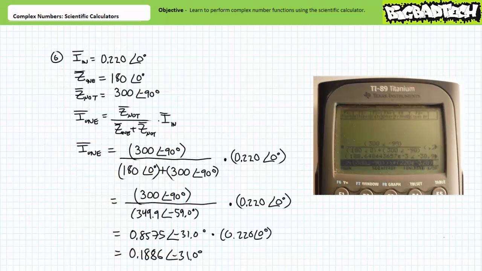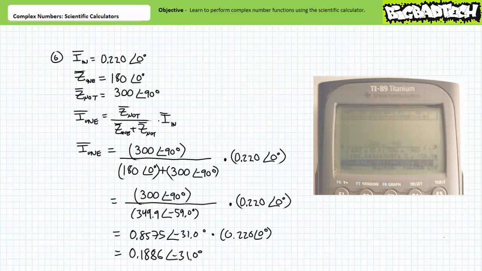Finally, our sixth example problem gives us arguments in E, Z1, and Z0 in polar format and asks us to solve for I1, expressing our final answer in polar format. Substituting our given values, we arrive at the answer I1 equals 0.1886 at an angle of negative 31 degrees. Note it's necessary to enclose the addition operation below the division operator in parentheses to ensure the calculator performs the operation in the intended sequence. Again, you can enter this expression using as many steps as it takes to get the correct answer.